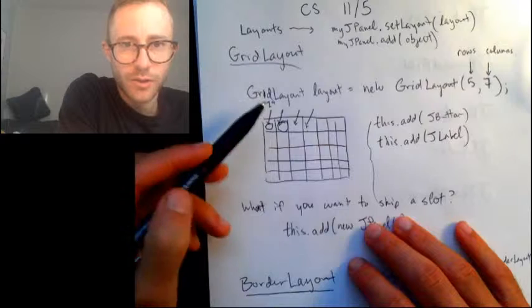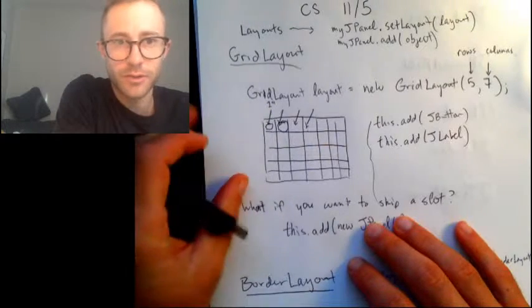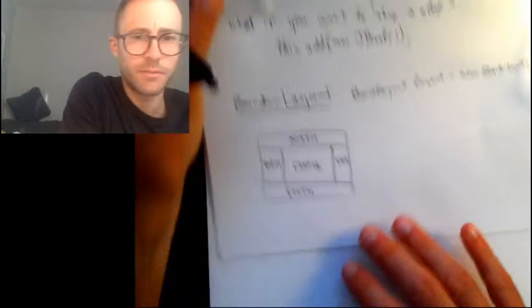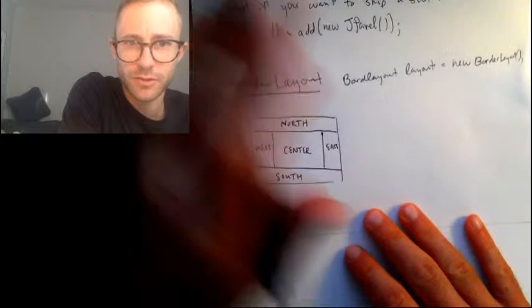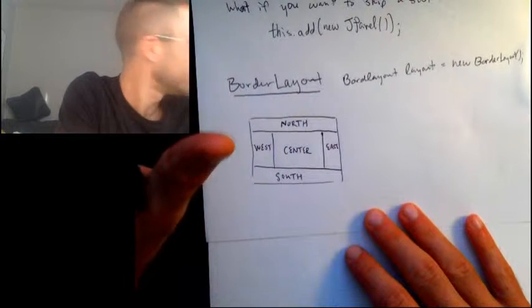One thing I want to say is that the grid layout is the layout that gives you the most control over placement. The border layout is giving you less control. It's kind of handling more of it.